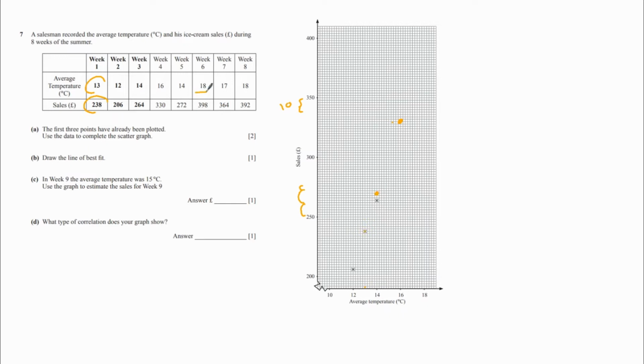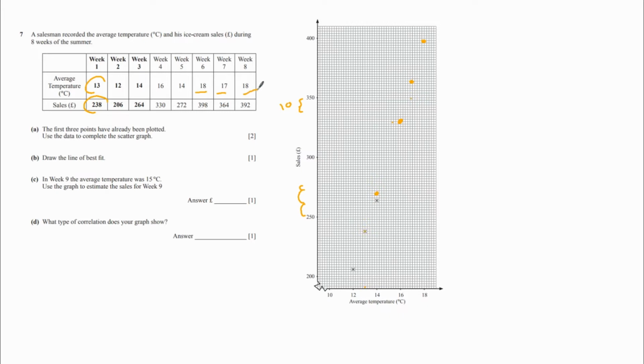And then we go to 18, 398, which is 1 grid below 400 for 18. So 18 is in here, so 1 grid below 400, that is that. And then we go to 17, which is 364. If I look at here, this is 350. I need to come about 10 grids to this side. So from here, I need to go 5 up, another 2 up. So this would be 364.